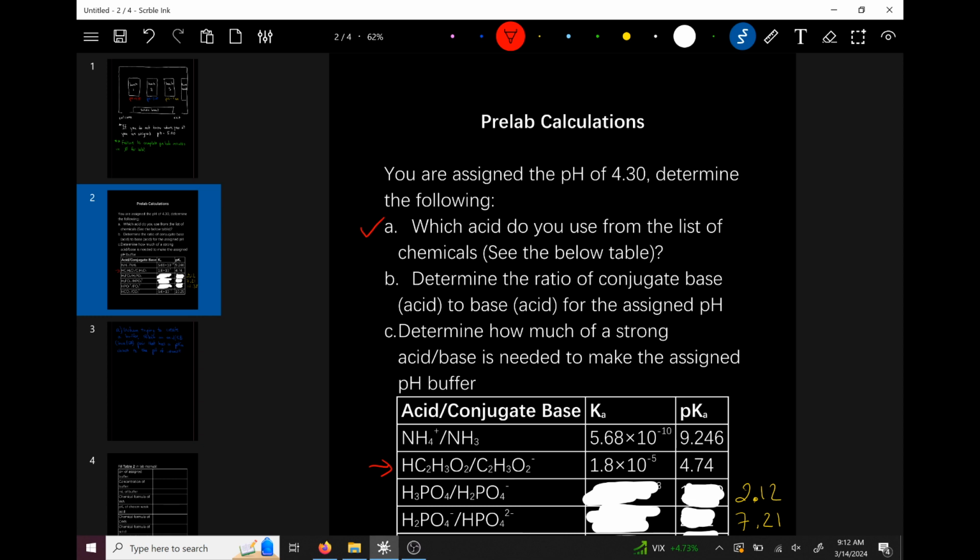Now we actually get into the math. Part B is determine the ratio of the conjugate base or conjugate acid to base or acid for the assigned pH. So for part B, I need to use the Henderson-Hasselbalch equation. And I'm trying to figure out what is the ratio of B over A. And I'm going to use that ratio to determine how many millimoles of the base and the acid I need to make that assigned pH. So really, the difficult calculation is part B and C. I will say that C is probably more difficult than B, because B is just the Henderson-Hasselbalch equation, right?